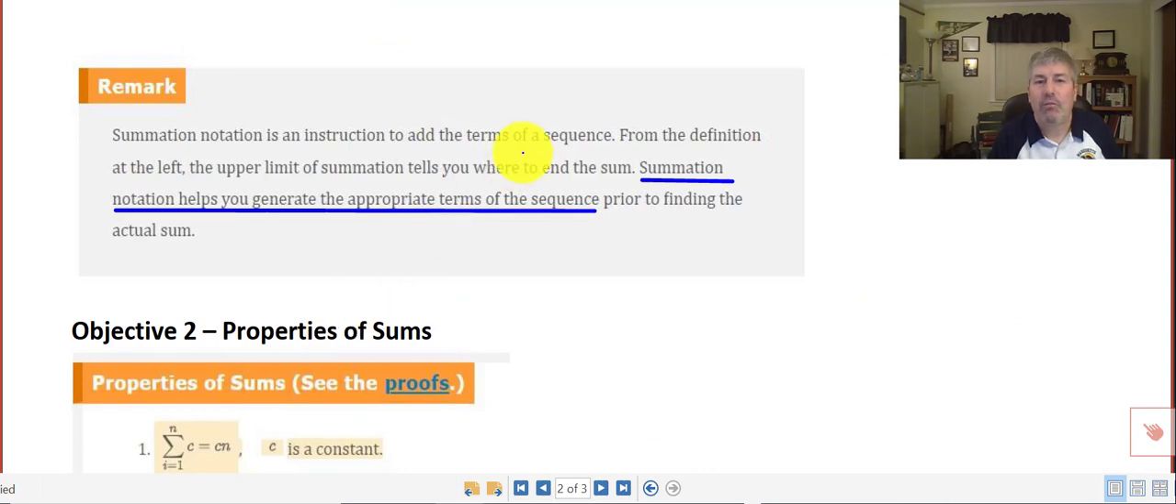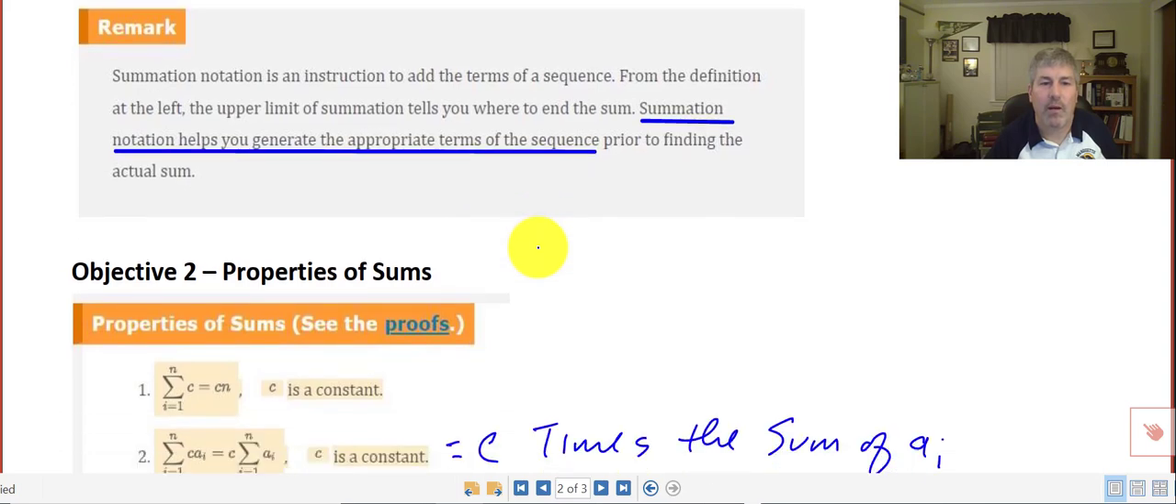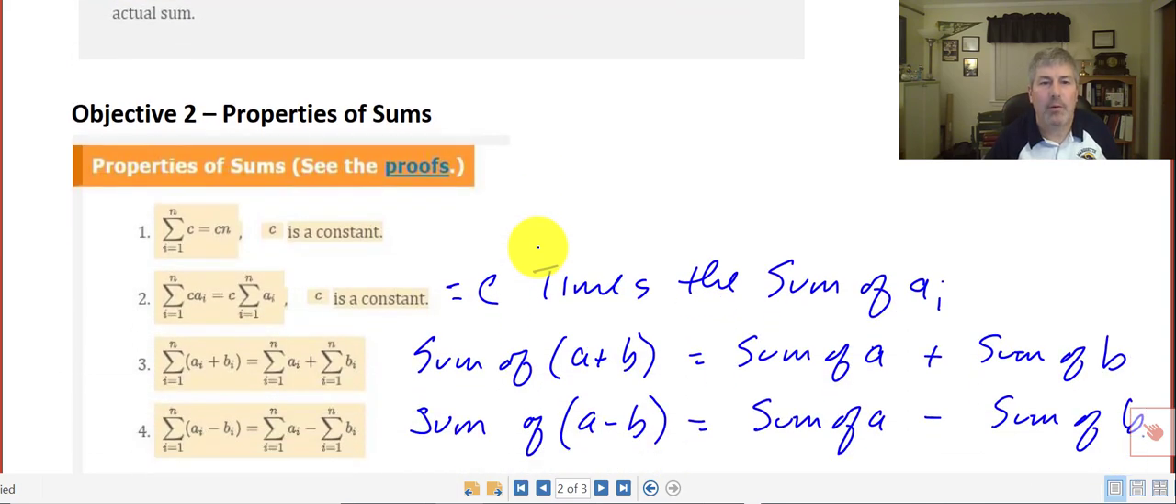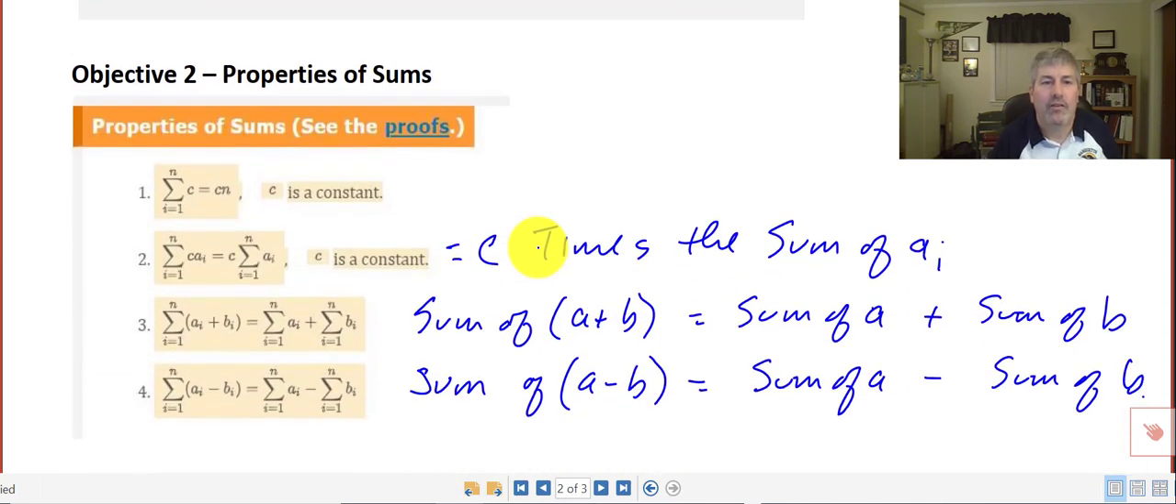Summation notation, you can read this remark here, but essentially summation notation helps you generate the appropriate terms of the sequence prior to finding the actual sum. And then we've got some properties of sums here. The sum of c from i to n is essentially equal to c times n, where c is a constant. It'll always be the same.